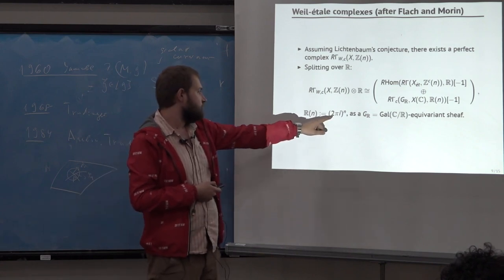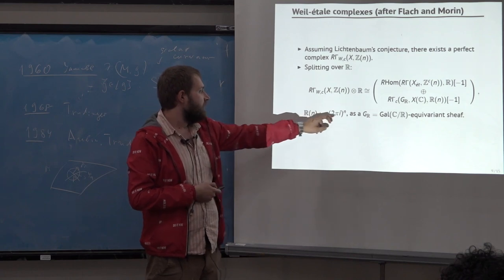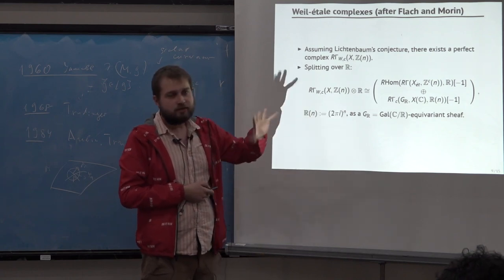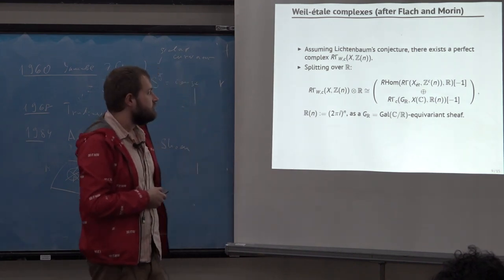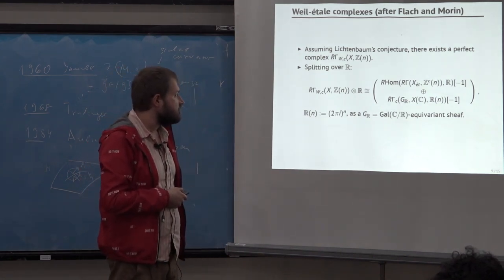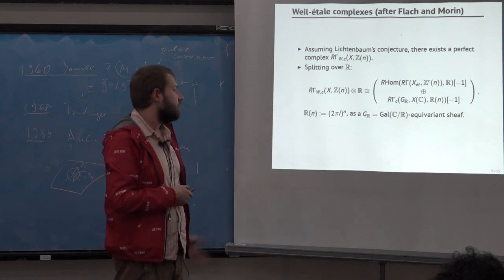And we take the equivariant cohomology because on the complex points of X there will be the complex conjugation. And also, oh, this should be 2πi n R. Sorry. So we take 2πi n R, and there is also a complex conjugation on this, and we take the equivariant sheaf cohomology. So these complexes will split in this way over R.